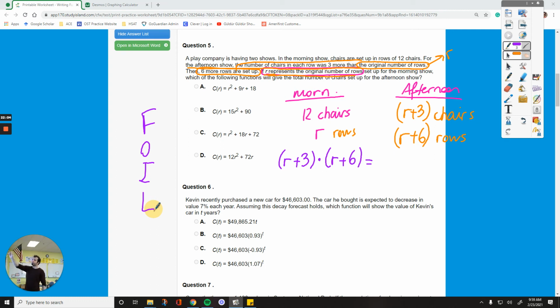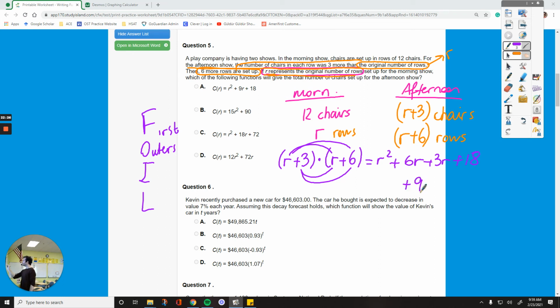Okay, so multiply the first terms. R times R is R squared. Multiply the outers. R times 6 is positive 6R. Multiply the inners, plus 3R, and then last terms, plus 18. Combine the like terms in the middle, that's positive 9R. Drop down the last term, drop down the first term. So that would be the total number of chairs in the afternoon show: R squared plus 9R plus 18. And the total number of chairs in the morning show would be, multiply these two together, 12R.